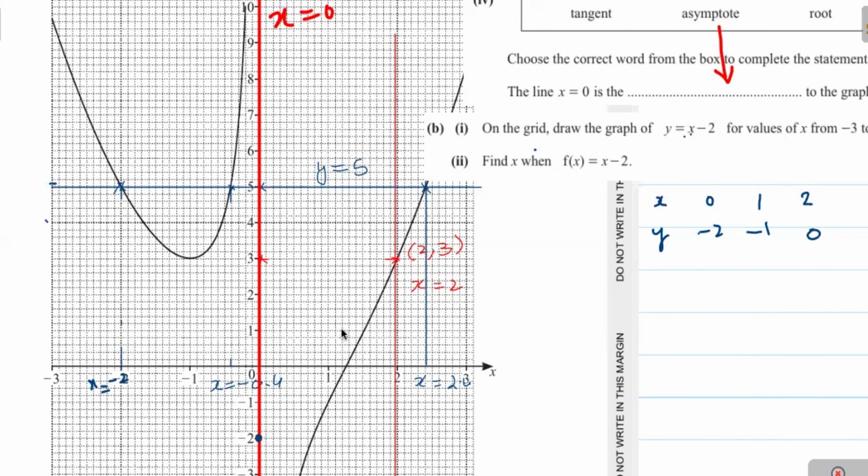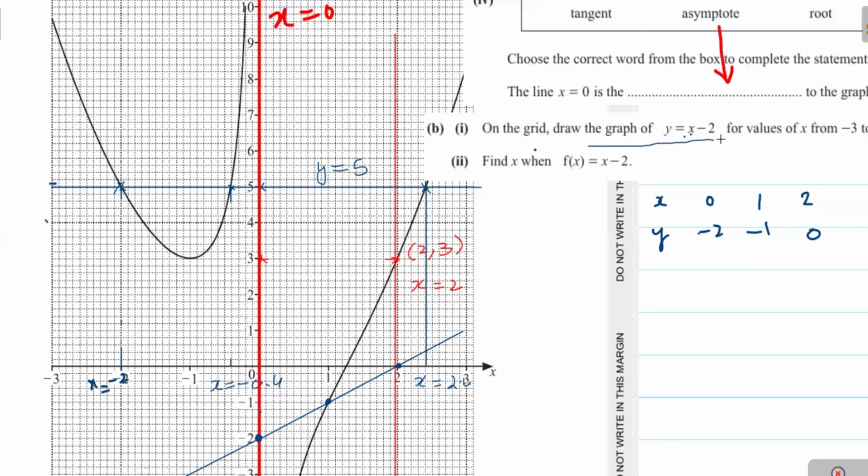Next point is 1, minus 1. This is the position of 1, minus 1. Next is 2, 0. Now we will draw the line by joining these points. This is the straight line. Next, on the grid, draw the graph y equal to x minus 2 for values from minus 3 to 3.